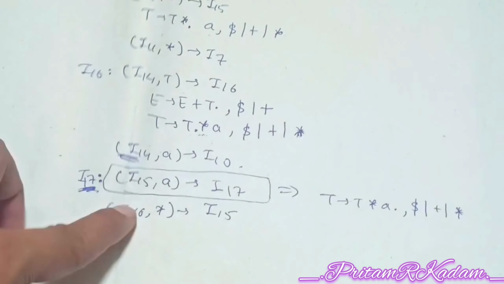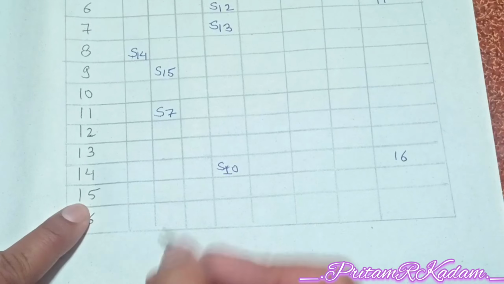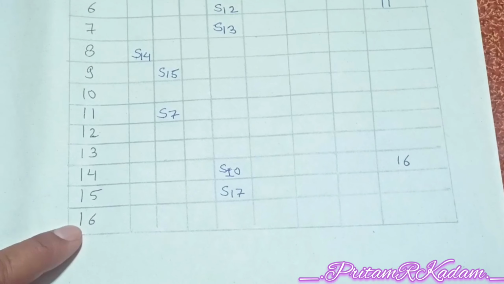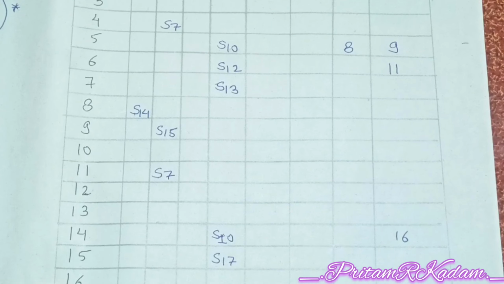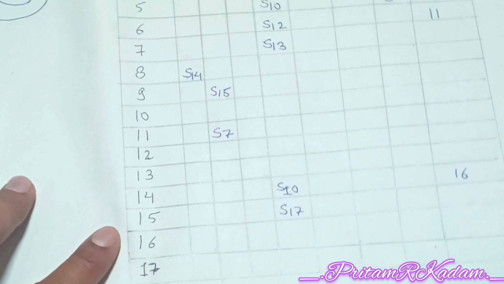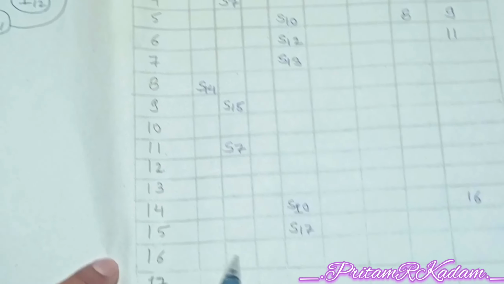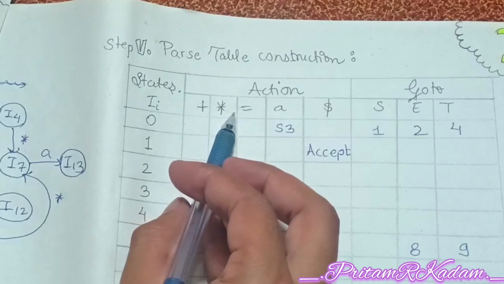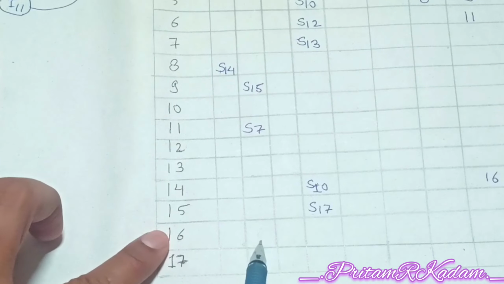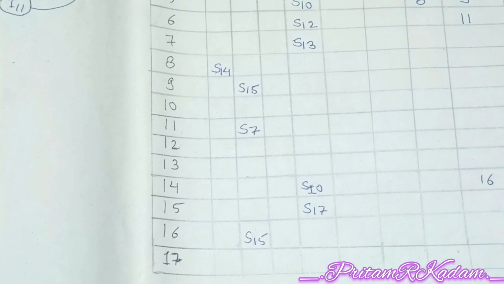You can see in the fifth straight lane. Okay, so now I15 on small a goes to I17. So I15 on small a goes to S17 because it is under action part. Okay, so now for the next one, we have the 17th state also. I forgot to write it earlier. So now I16 on star goes to I15. I16 on star goes to star, the second cell. So I write S15. Okay, so now we have completed this shift entries.